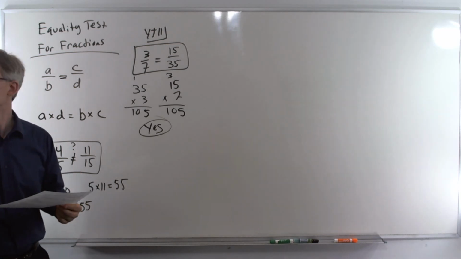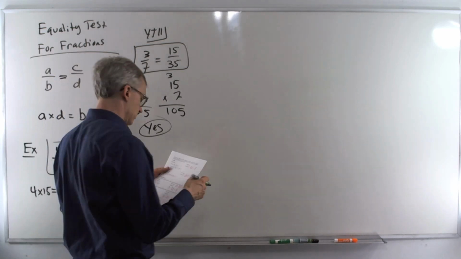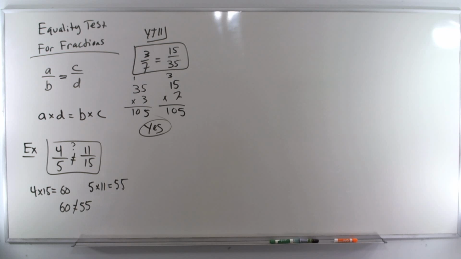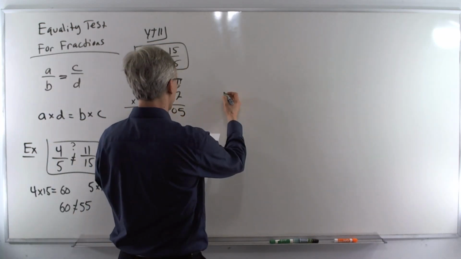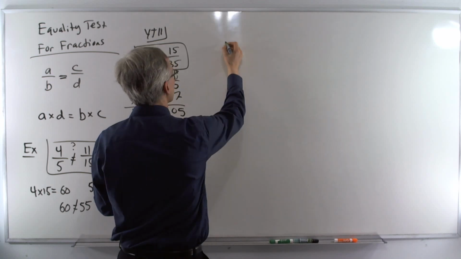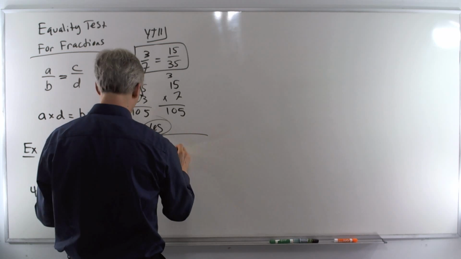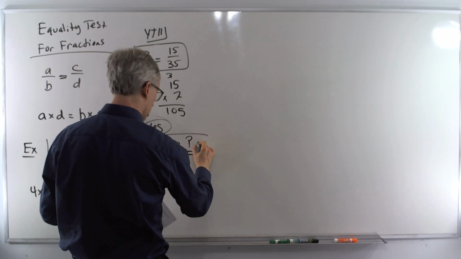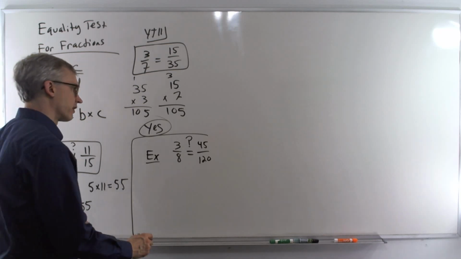Sometimes if you have larger fractions, it may be easier to actually simplify the fraction. So I'm going to test 3/8 and 45/120. 3/8 cannot be simplified. Let's try simplifying 45/120.